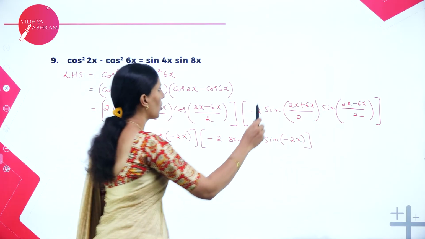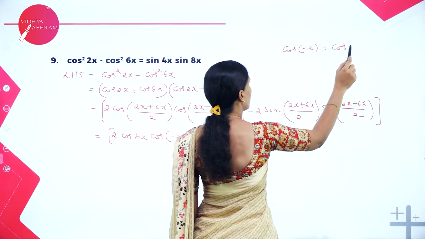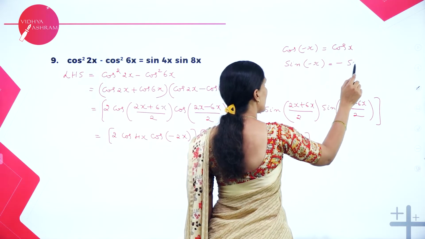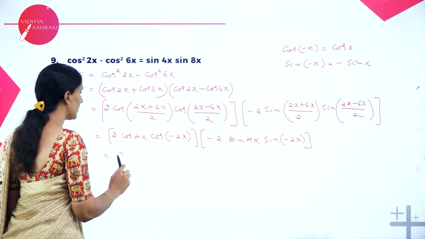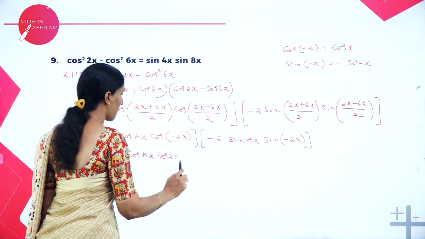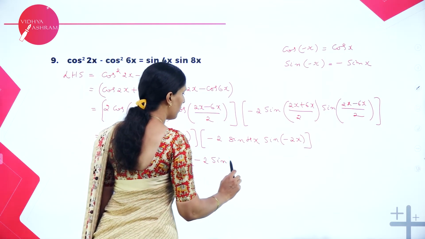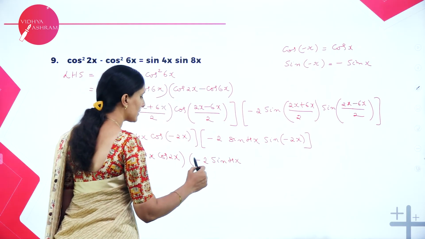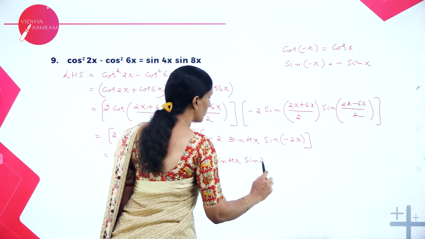We know that cos of any negative angle is cos x, whereas sin of a negative angle can be written as minus sin x. So that's why here we will get 2 cos 4x cos 2x, and here we will get minus 2 sin 4x into minus sin 2x. So that minus can be multiplied here, so it becomes plus 2 sin 4x sin 2x.